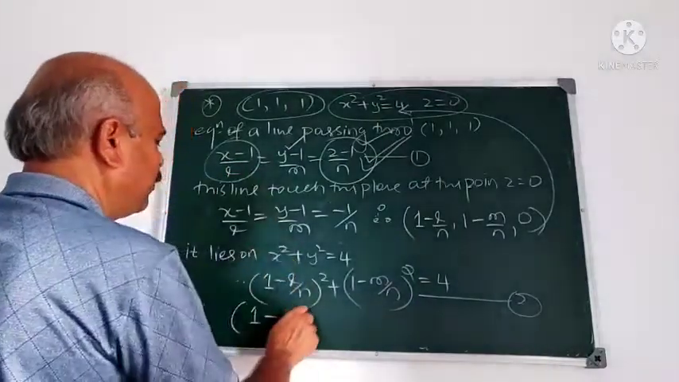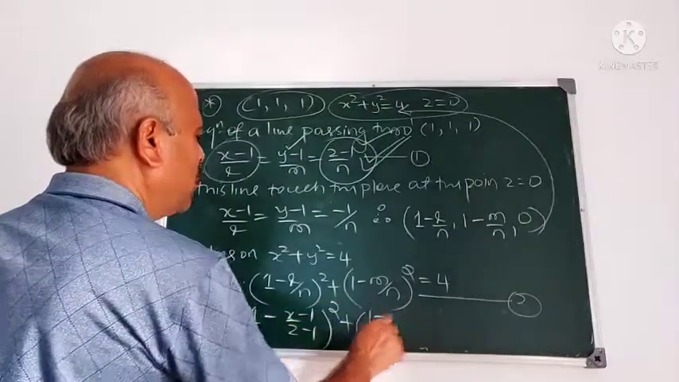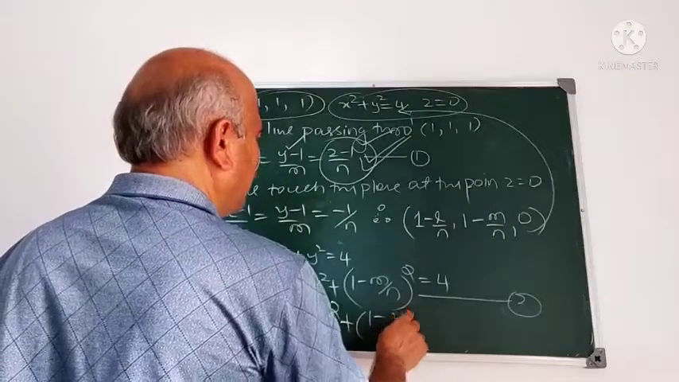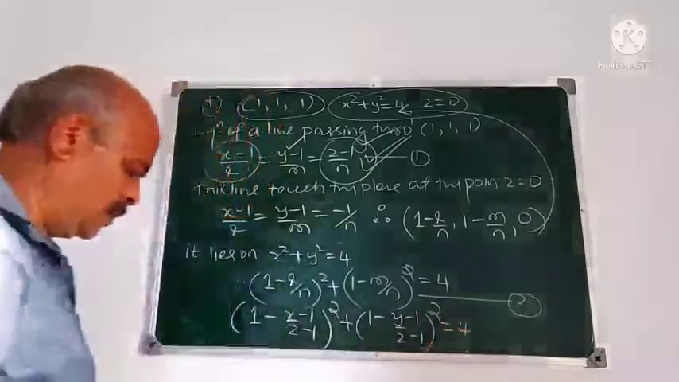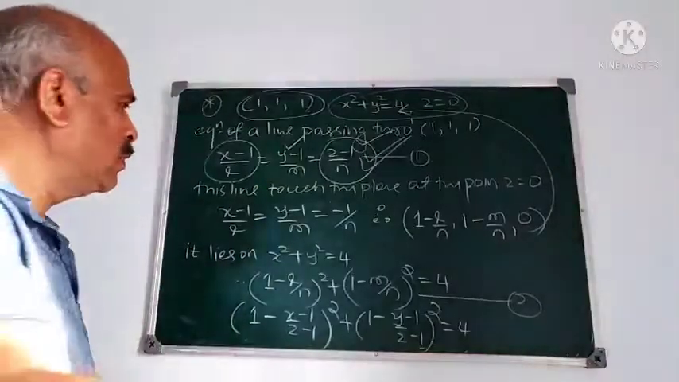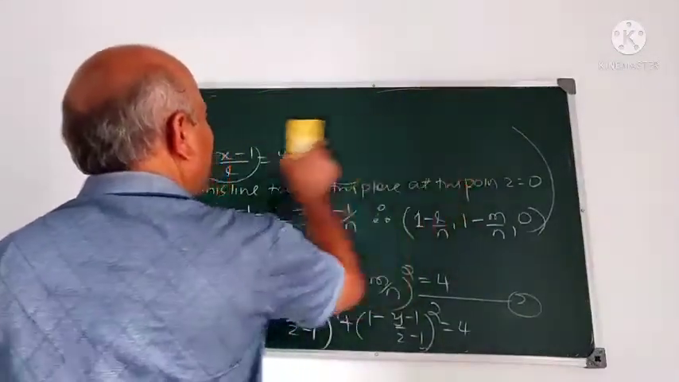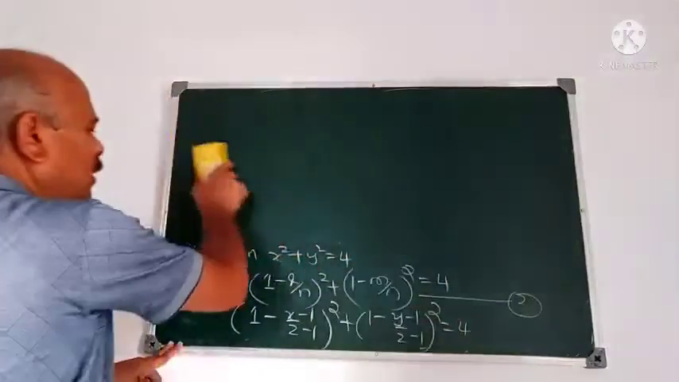L by n is (x minus 1) by (z minus 1), this is squared, plus 1 minus m by n. What is m by n? M by n is (y minus 1) by (z minus 1) squared, is equal to 4. Correct? Now simplifying this, we get an equation in x, y, z, a quadratic equation, and that is the equation of the cone.